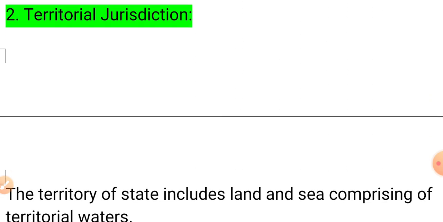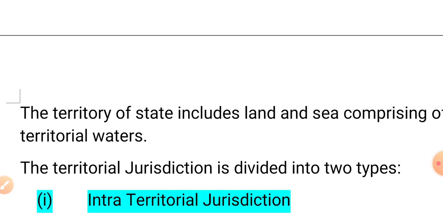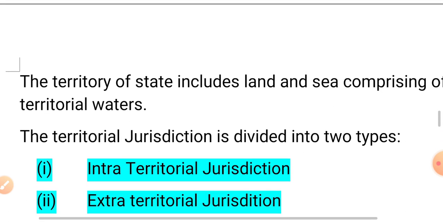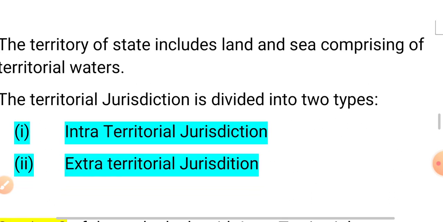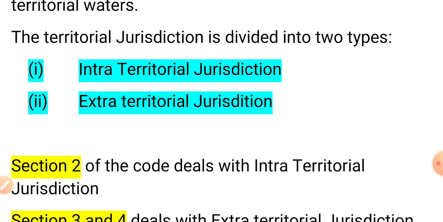Now coming to territorial jurisdiction, sections 3 and 4 talk about territorial jurisdiction. Territorial jurisdiction means the power of a state to exercise jurisdiction throughout its territory. But the territory of a state does not comprise only land, nor only seas or waters. It comprises land, it also comprises sea, it also comprises airspace, and internal as well as external waters are also included in the territorial jurisdiction. Section 2 talks about intra-territorial jurisdiction, and sections 3 and 4 talk about extraterritorial jurisdiction.